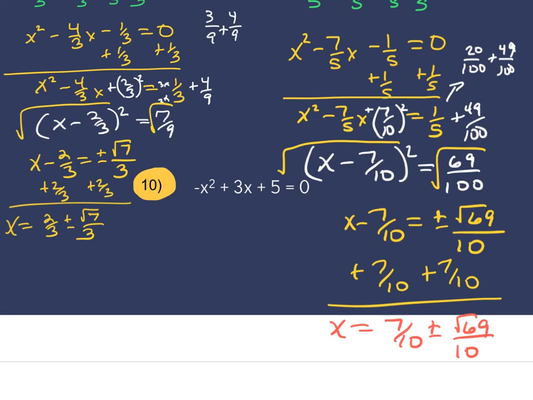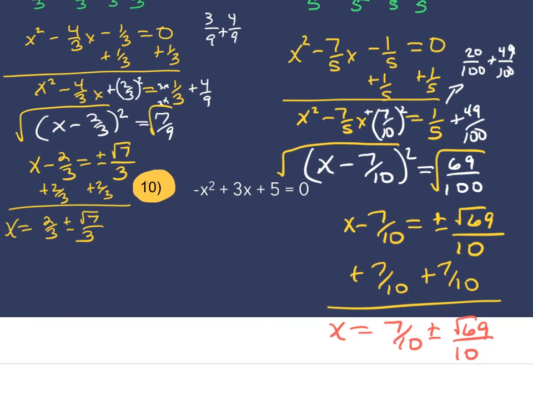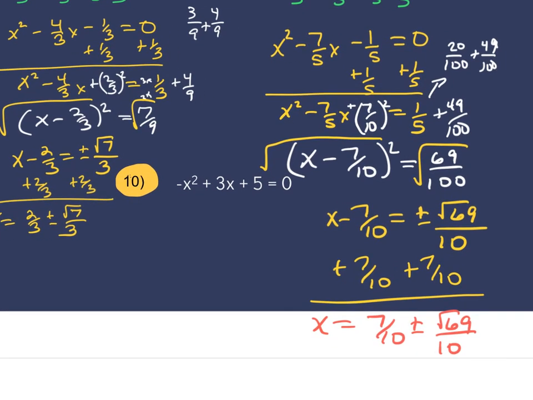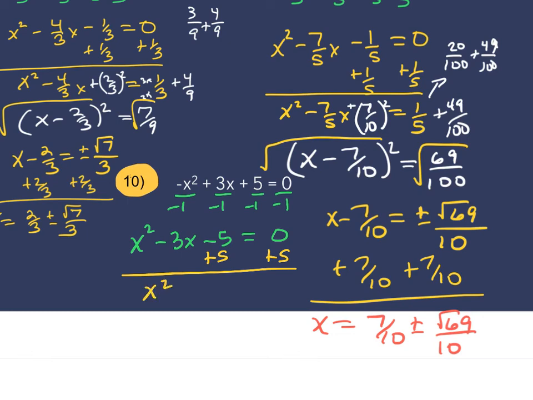One last example. Again, my a value has to be a 1. So I'm dividing everything by -1 to get a positive 1 in front of x squared. So this gives me x squared minus 3x minus 5 equals 0. Move the constant. X squared minus 3x equals 5.